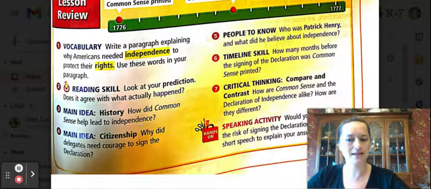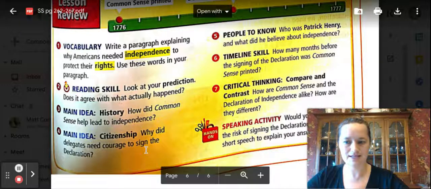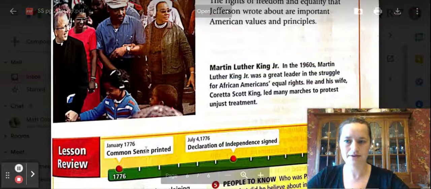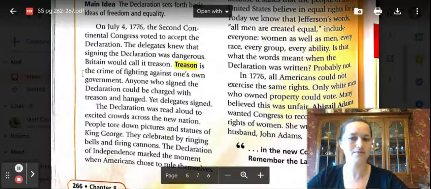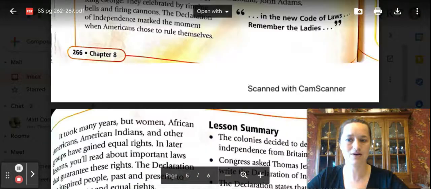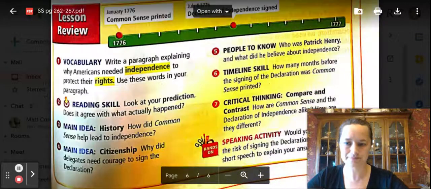So why did the delegates need courage to sign the Declaration? If you go back into your reading, remember that signing the Declaration of Independence was dangerous because Britain would call it treason. Treason is the crime of fighting against one's own government. And if you are charged with treason even today, you probably wouldn't be hanged, but you could get the death penalty if you're charged with fighting or conspiring against your own country.